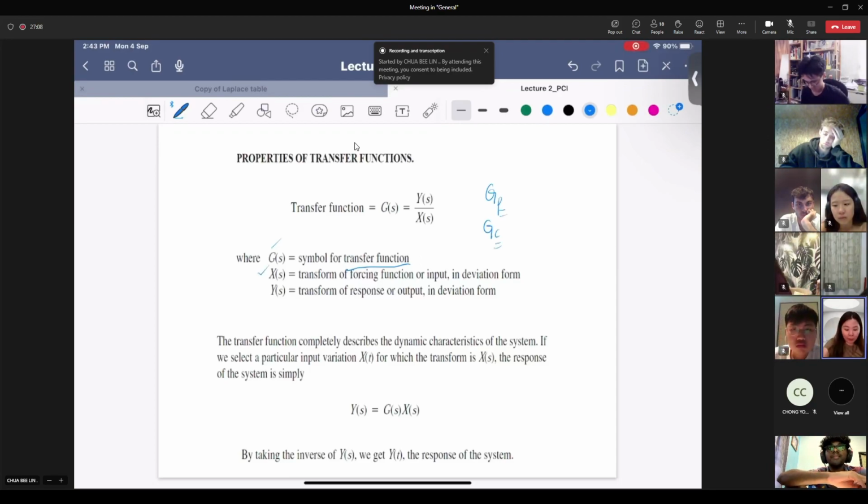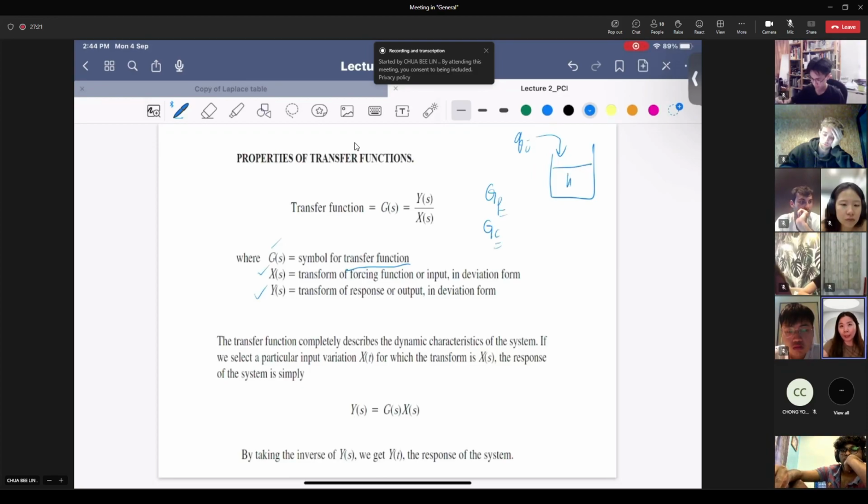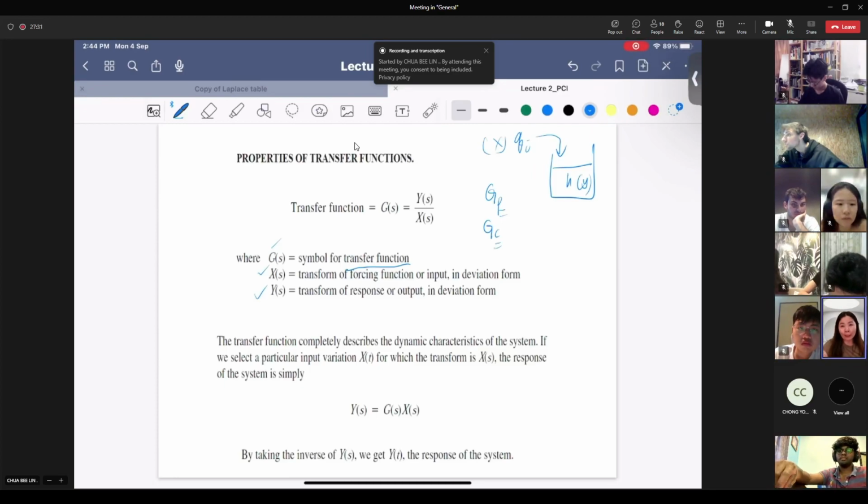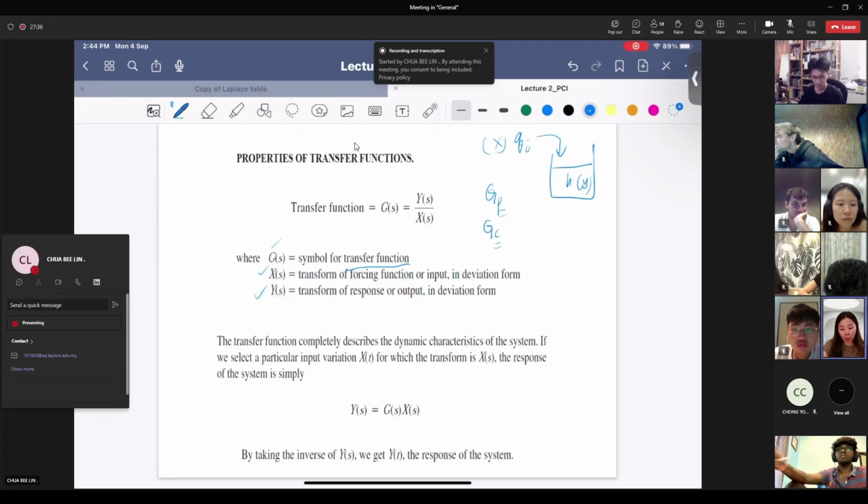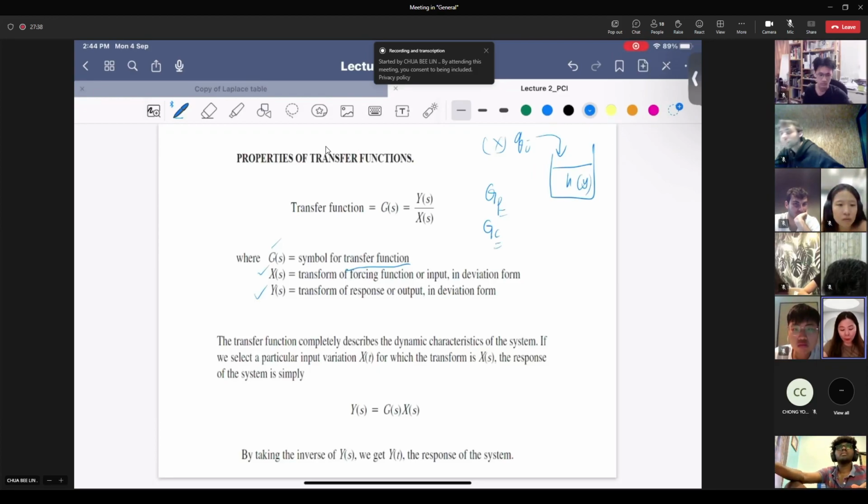Okay, so X will be the input, Y will be the output. For example, if, let's say, last week we learned this, your input is the volumetric flow rate, the inlet. Then the output will be the level of the tank. So this will be your Y, this one will be your X. You'll be having an output that you identified from the process, either it is a tank level, a temperature, or the composition. So it depends on the question.